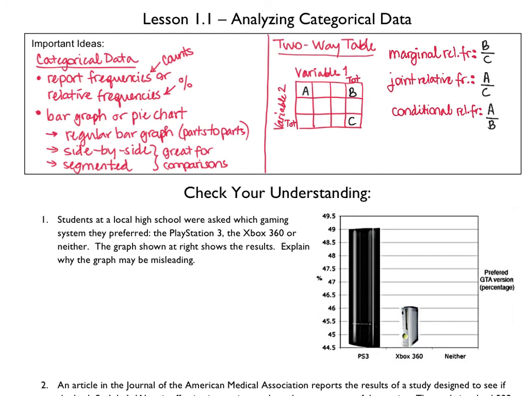And why do we make these different comparisons? Well, what we're trying to do is find if there's an association between the two variables, or does knowing one allow us to be able to predict or understand, explain the behavior in the other variable.